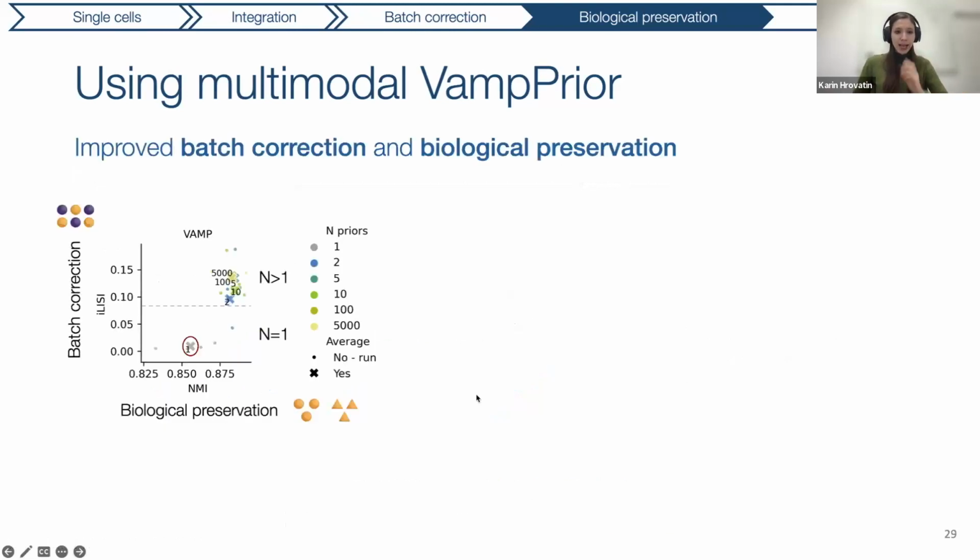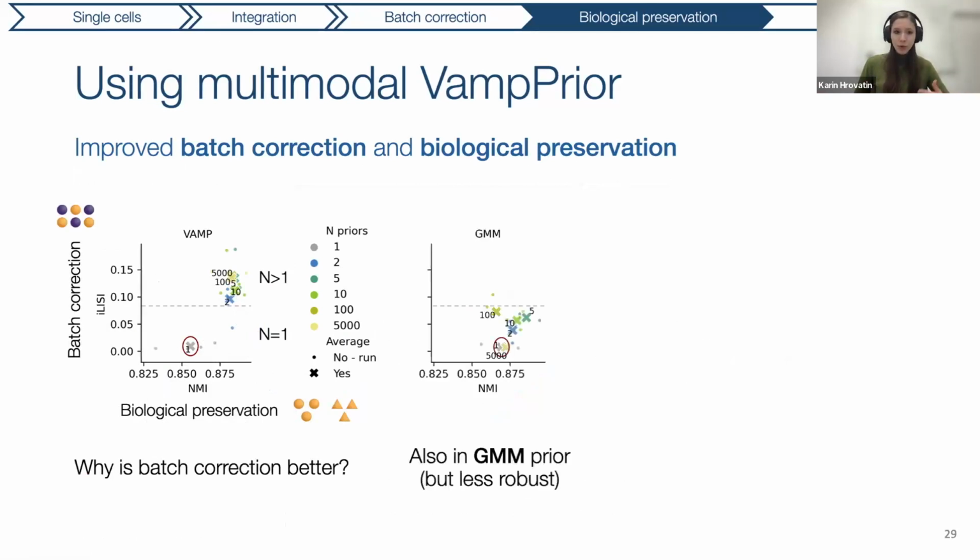So what we observed is that as soon as we increase the number of prior components from one to more than one, both the biological preservation and the batch correction improve. We wanted to understand why batch correction is better, because this was something unexpected. So we also looked at its sibling, the Gaussian mixture prior. What you can see here is that when you increase the number of prior components, in general the integration improves, but never as much as with the VampPrior. And also, if you increase the number of prior components too much, the performance drops again. Therefore, the Gaussian mixture prior is less robust.